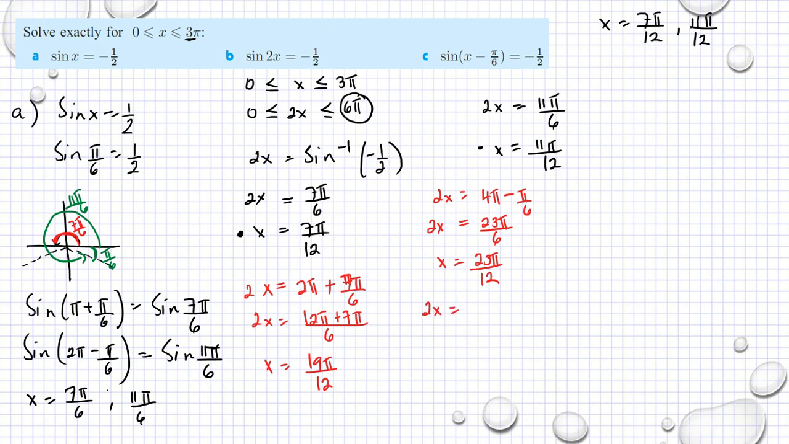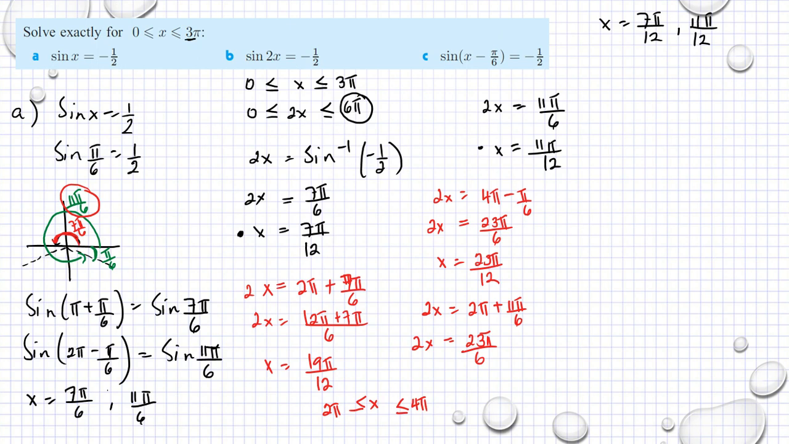For 2x, it's alright to use this one: 2 pi plus 11 pi divided by 6. We have 12 plus 11, that's 23. That's also 23 pi divided by 6. So it's alright to use this one also. Okay, for the third, the red one is when our x is from 2 pi to 4 pi.